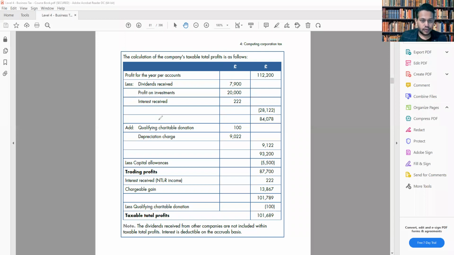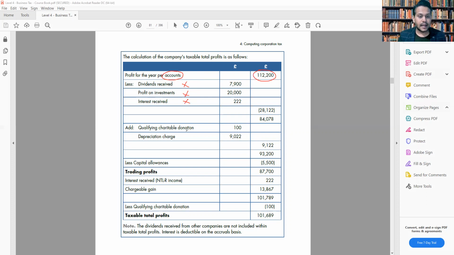Now, profit for the year per accounts. This one is from our accounts based on the accrual concept. So we have used the accrual concept, and based on that we prepared the accounts, and the accounts show the profit is 1,200. From here, all we have to do is take away the dividend received, because this is not my trading income. Dividend received means I have invested somewhere and they're giving the money. So that's not my trading income, and obviously I'm not going to include it as trading income. So I take away profit on investment. If I invest somewhere and I receive something, that's not my trading income. Interest received, I keep some money in the bank and I receive some interest because of that, that's not my trading income. So I take away everything.